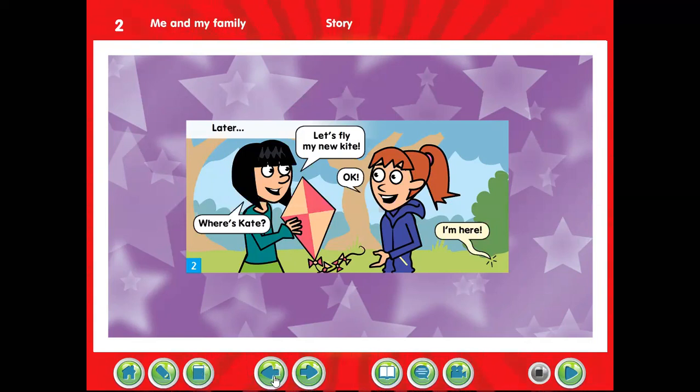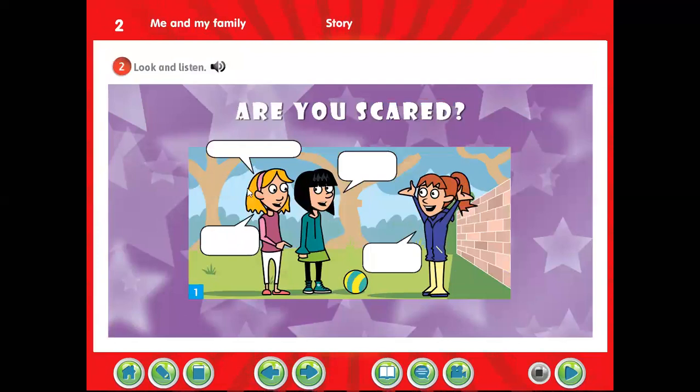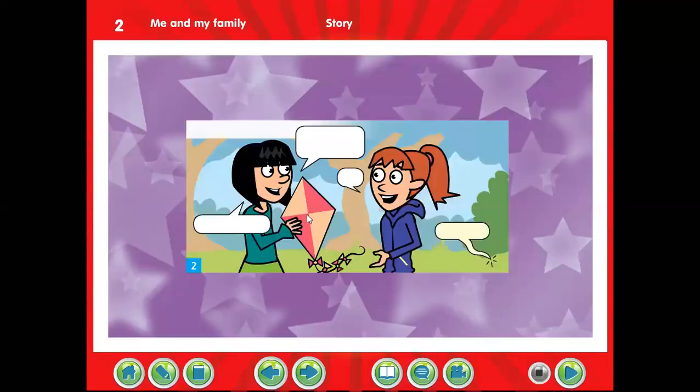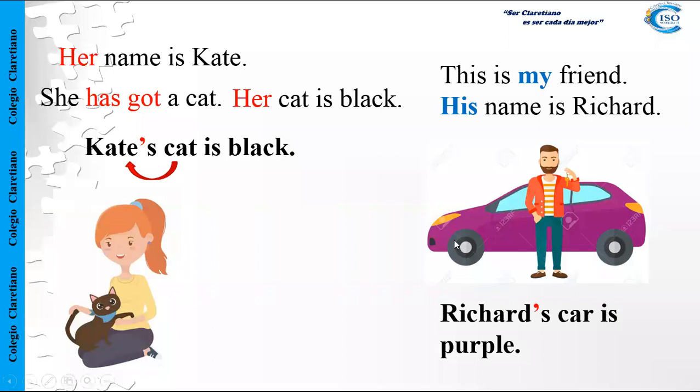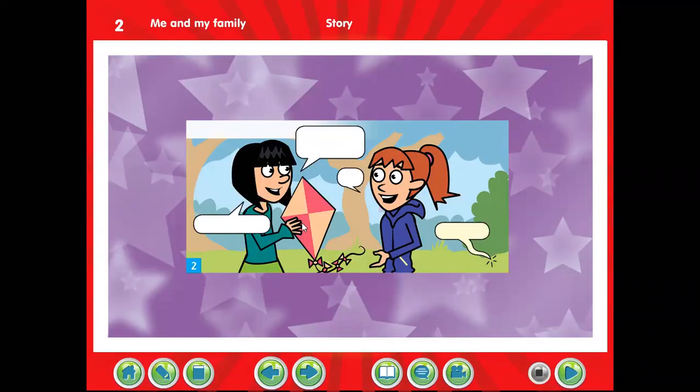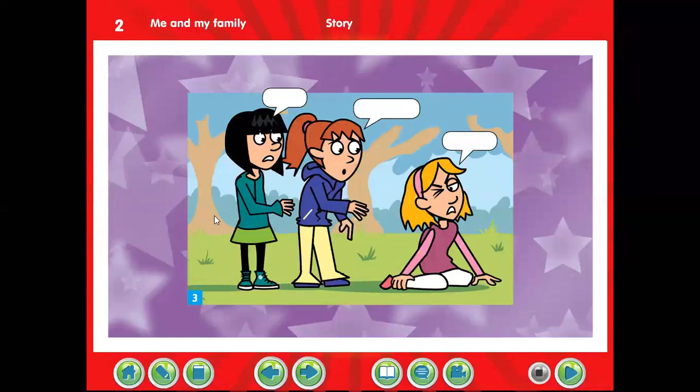Remember, in the story, we have three girls: Sally, Kate, and Jane, okay? If you read the story, they mention the names of these girls. Whose ball is this? It's Sally's. Whose kite is this? It's Jane's. Remember this possessive. Whose car is this? It's Richard's. Whose cat is this? It's Kate's. Okay, remember the possessive, Richard's. Now, whose kite is this? It's Jen's. Okay, let's continue.